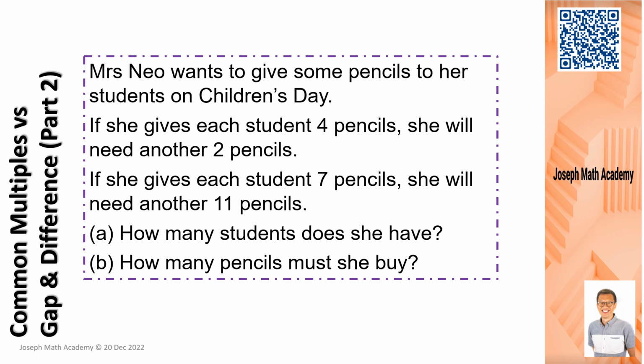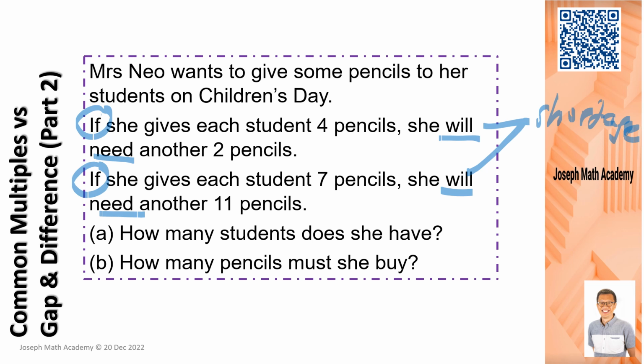So if you have noticed, there are double if here. When you have double if, we know it is definitely a gap and difference concept. And what kind? Because there are 3 types of gap and difference concepts. Is it double excess, double shortage, or a mixture? In this case, we know that it is double shortage because of "will need". Will need means there is insufficient. That means Mrs. Neo does not have enough pencils to give away. Okay, so it's a double shortage, gap and difference.